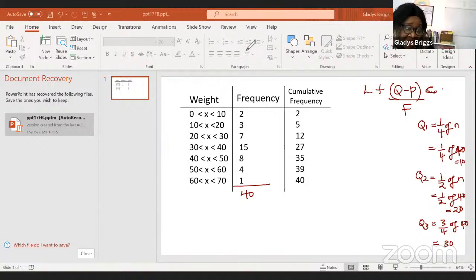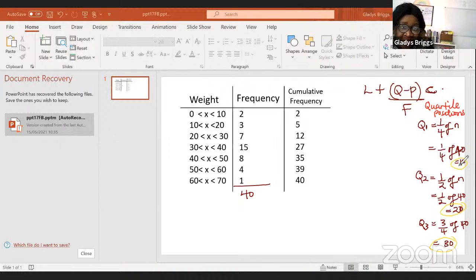Now, those are not the answers. The things I've just written down are not the answers. They are the quartile positions. So that's where you normally start from.